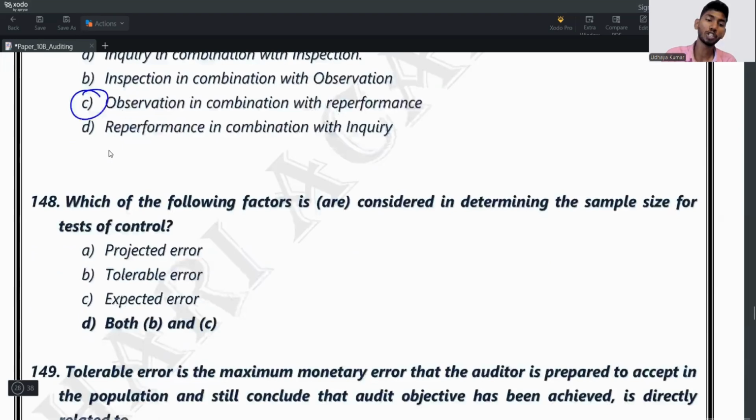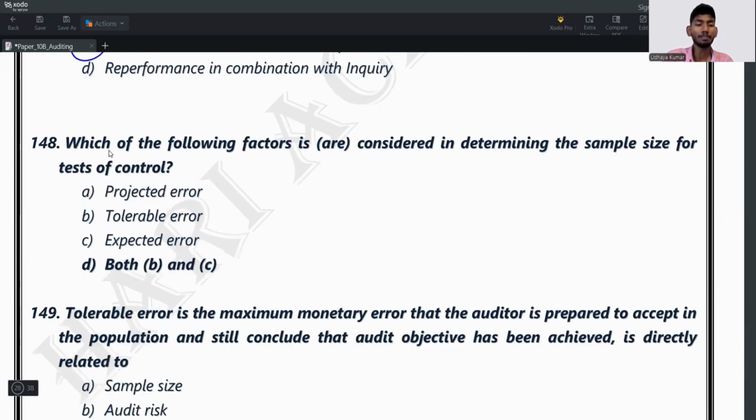Moving to question 148: which of the following factors is considered in determining the sample size for test of control? Option A, projected error. Tolerable error is a right consideration while determining the sample size. Then expected error. So options B and C, right? So D is saying both B and C.